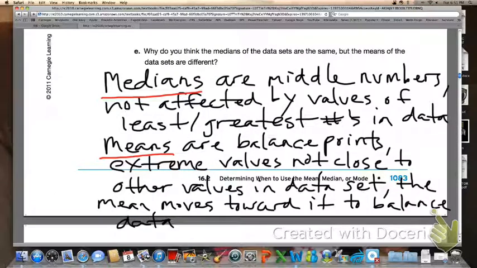And looking at the answer to letter E, the medians are the same because the median describes the middle number in a data set. It is not affected by the values of the least and greatest numbers in the data set. The means, on the other hand, are different because the mean is the balance point in a data set. If there are going to be extreme values that are not close to the other values in the data set, then the mean is going to move toward the extreme values in order to try to balance out the data.